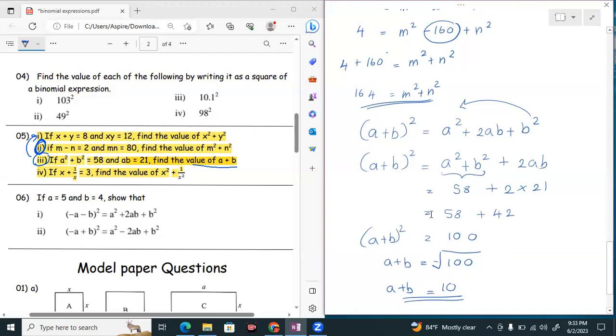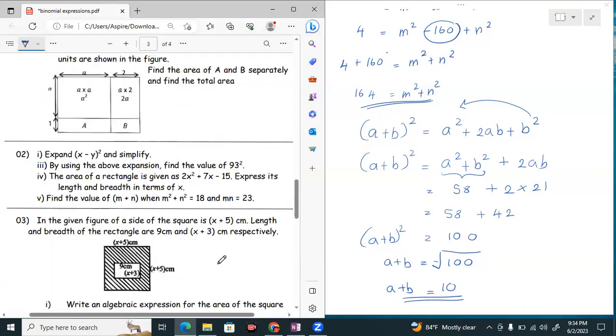Okay. Then you can try the fourth question as homework. I will give this as a homework to try. In this case you have been given only one value. Anyway, you have to find the sum of two squares. That means you have to take the square of the sum of these two terms, no? So let's see how we can find it when we are given just one number.